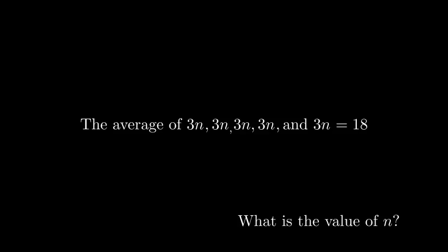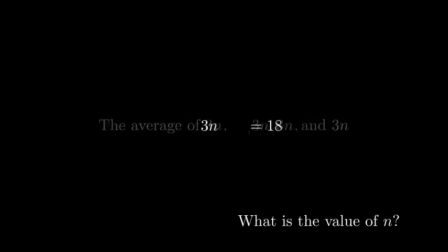So now we have the average of 5 copies of the same number. But the average of the same number multiple times is just that number. So we can simplify this expression to just 3n. And now we're back at 3n is equal to 18. We just divide by 3 on both sides, and we get that n is equal to 6.